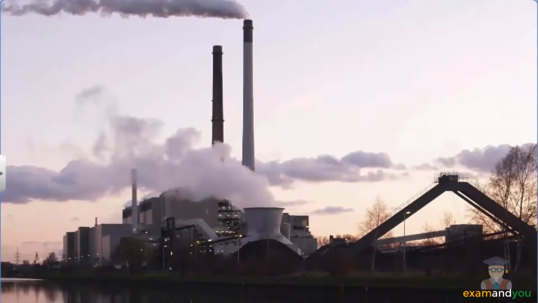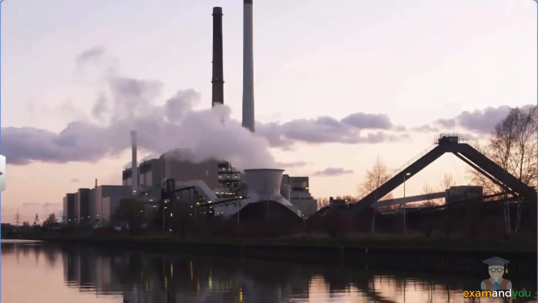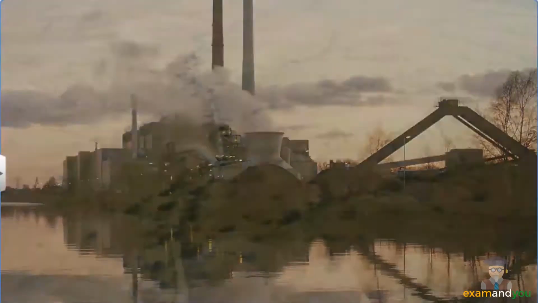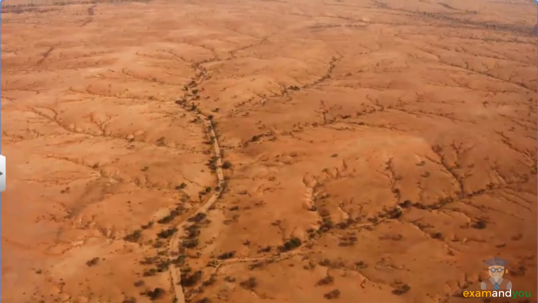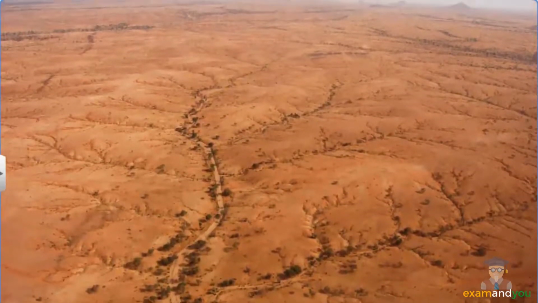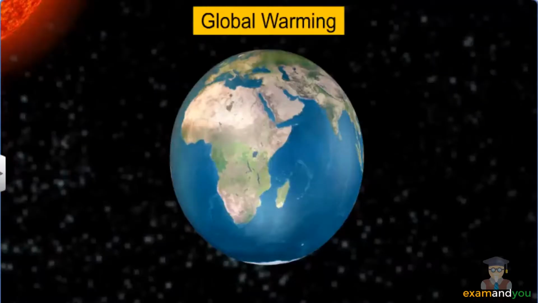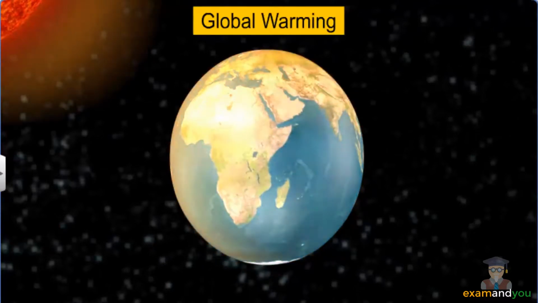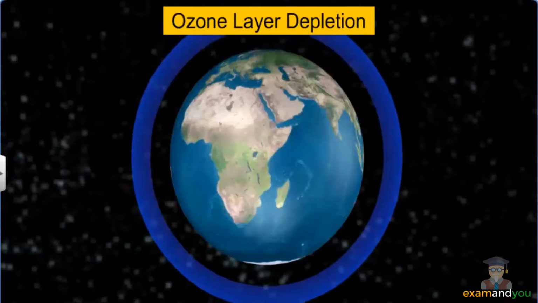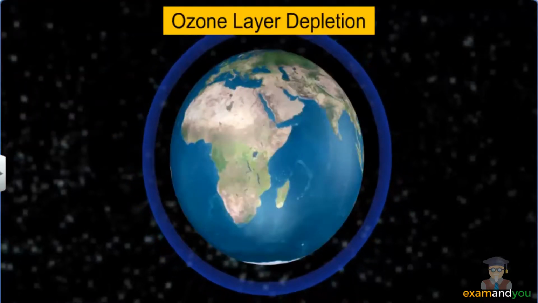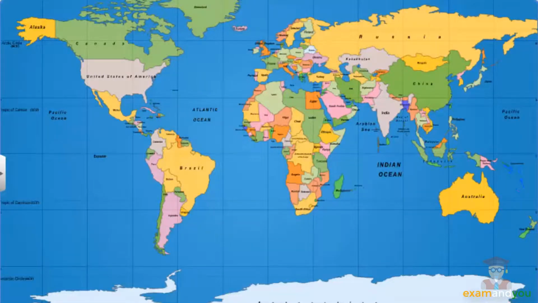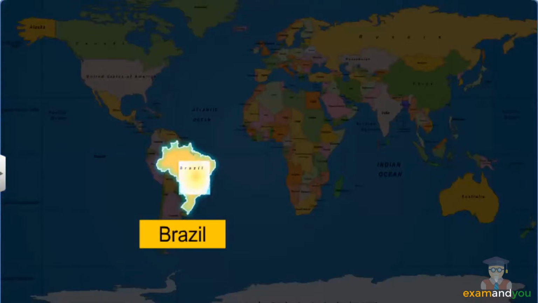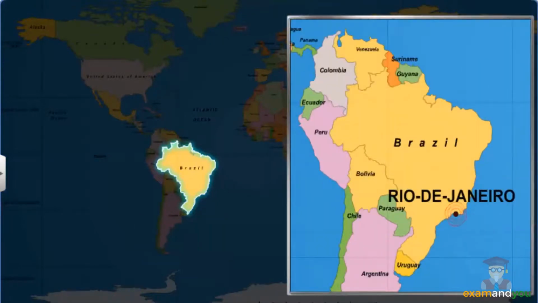This would also lead to environmental problems like pollution and land degradation, and contribute to ecological problems like global warming and ozone layer depletion. The growing worldwide concern for sustainable development resulted in the first Earth Summit in Rio de Janeiro in Brazil in June 1992.